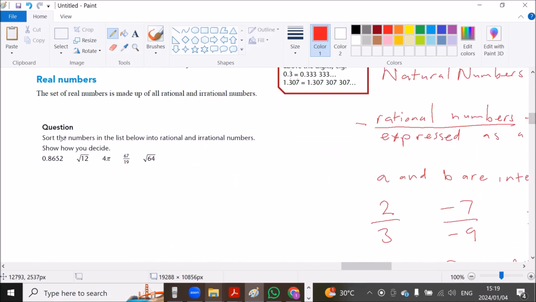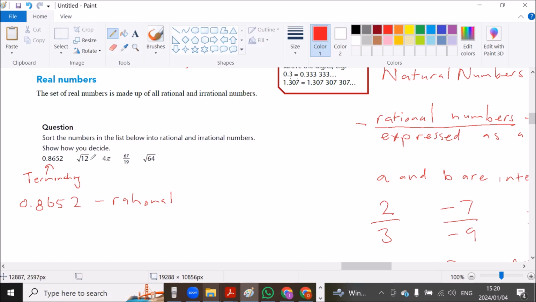Let's look at an example. Sort the numbers in the list below into rational and irrational numbers. So this one, 0.8625, is a terminating decimal, therefore it is rational. Root 12 is the square root of a number that is not a perfect square, so root of 12 is irrational. Pi is irrational. If you add anything to an irrational number or multiply an irrational number, it remains irrational.